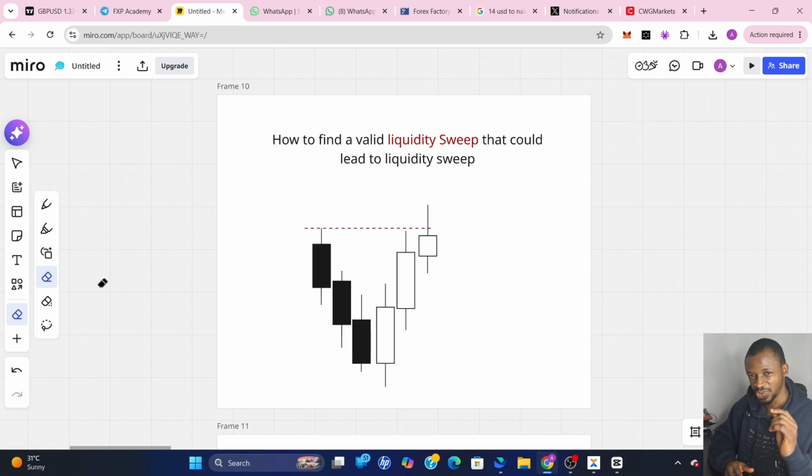Smart trader, there is a concept I want to talk about, which is finding the best liquidity sweep that could give rise to price reversal. You understand? There's a candle formation that I will show you that will make this right for you.